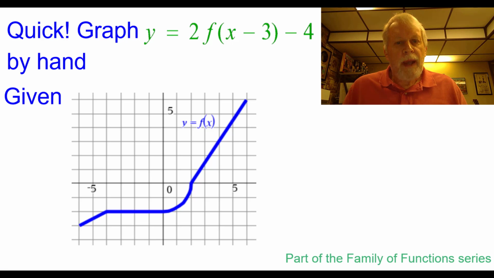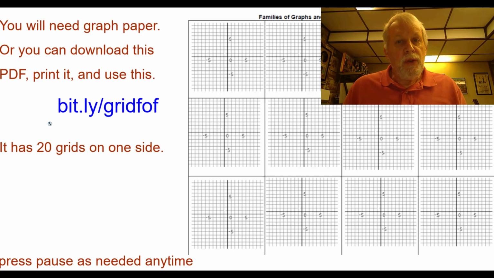Quick, graph y equals 2 times f of the quantity x minus 3, minus 4 by hand, given the graph of y equals f of x here in blue. This is part of the family of functions series. You will need graph paper, or you can download this PDF and print it. Press pause as needed anytime during this video.